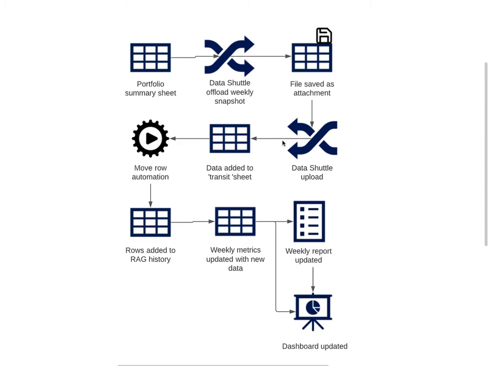If I didn't do this and I went straight from Data Shuttle to the RAG history sheet, Data Shuttle looks for the unique reference and matches those rows, so it would either overwrite that information or it wouldn't update that information. So I have to have this interim step with this extra sheet, which is fine. It doesn't create any complication. It's just one more step in the process. The information then goes through to your RAG history sheet, and from there your weekly metrics can be updated with that information. You can have a report, which then goes onto the dashboard, and then you've got your dashboard overall updated.